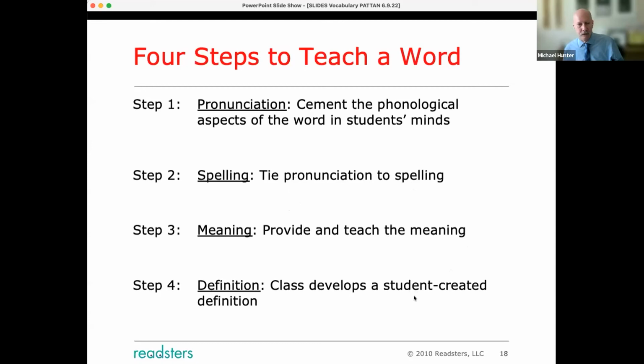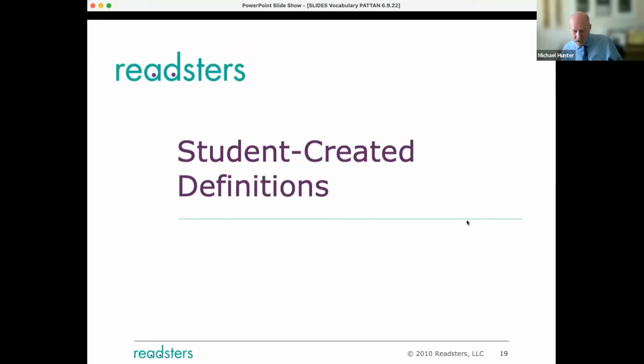Any quick questions before we, are we on time? Yeah, we got a little time, so we're good. I can take a couple more questions about all of that before we dive into these definitions.